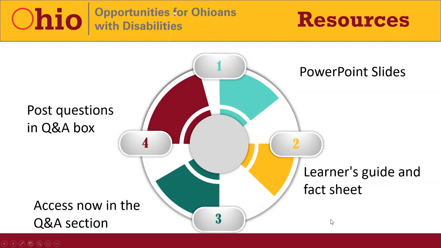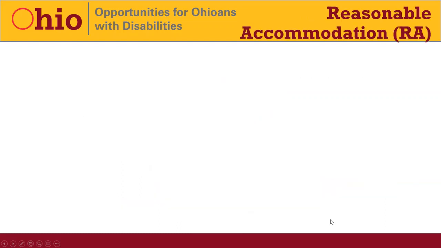Julie, you mentioned one of the main purposes of Title I is the requirement for employers to provide reasonable accommodations to applicants and employees with disabilities unless doing so causes an undue hardship. How about we start with defining reasonable accommodation?